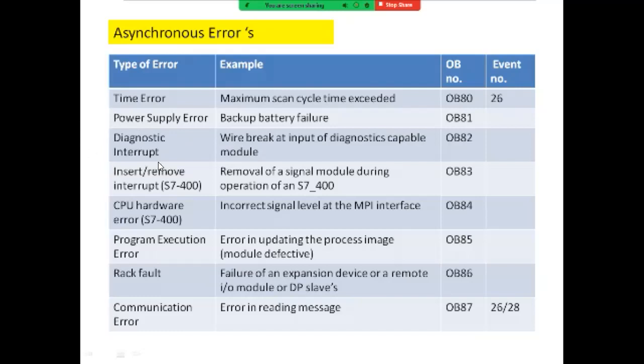Similarly, we are having a communication error for this. So these OB numbers are available for different types of errors or interrupts. So you can download these error OBs, empty blocks, for such particular errors. In the beginning also you can download them if you know what type of program we are going to make, which blocks are required. Those blocks you can directly download to the CPU.